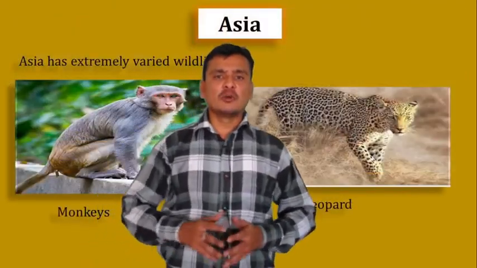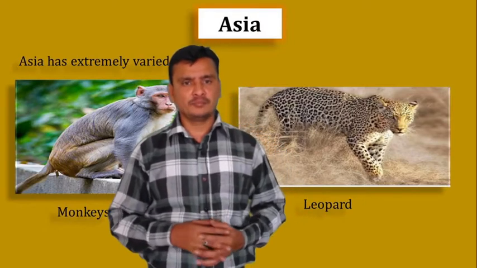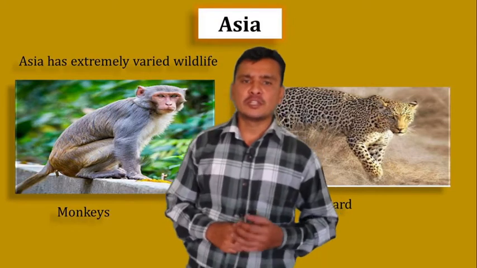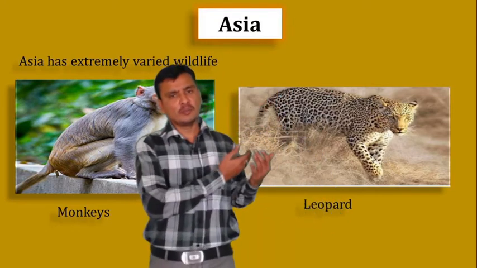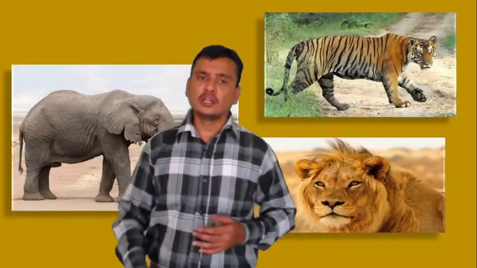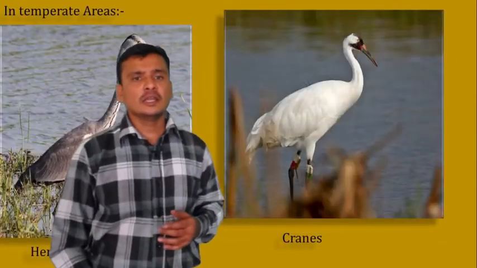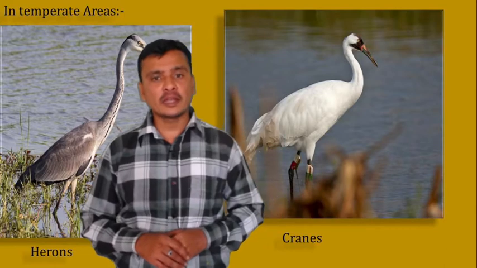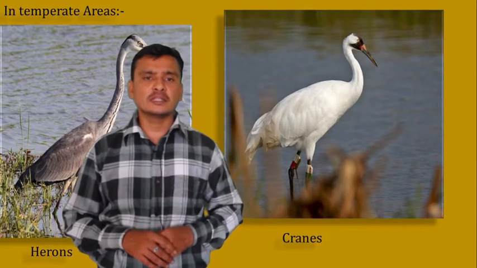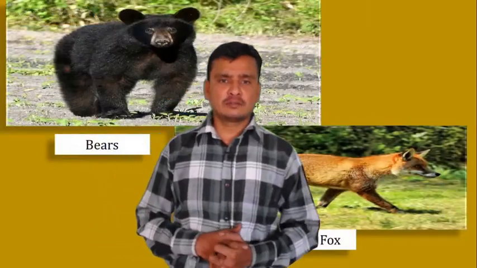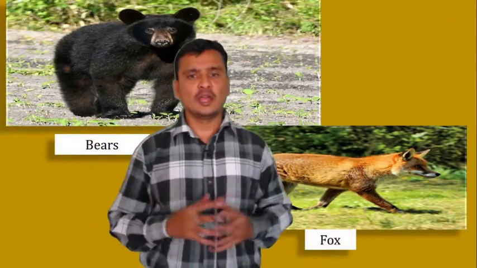Then afterwards, in our continent, Asia. Asia has extremely varied wildlife, especially monkeys and leopard. Okay, monkeys and leopard we find here. Then elephant, tiger, lions. Then herons. These birds we find. Cranes are also an attraction of Asian wildlife. Then deer, bear, and fox.